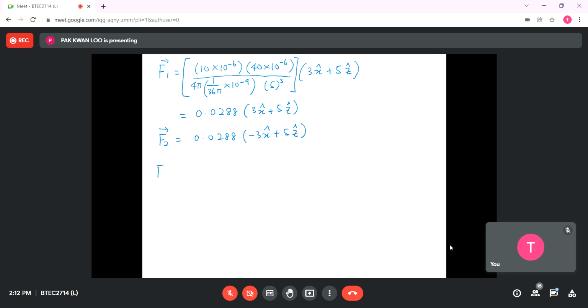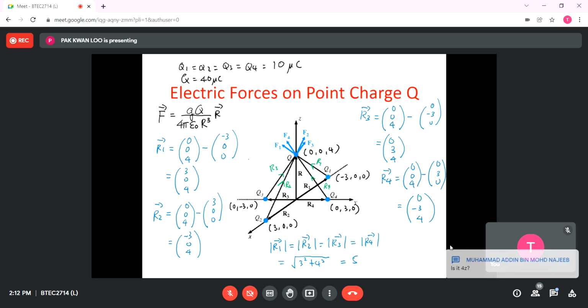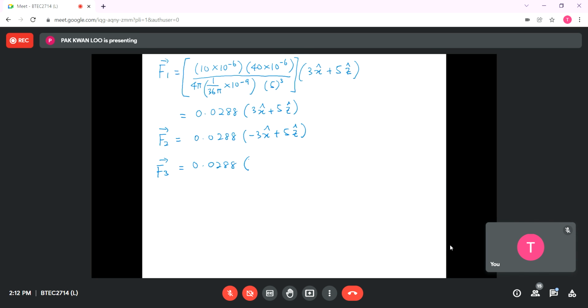And similarly, F3. The vector is 0, 3, 4, so it is 3y cap plus 4z cap. And F4 is -3y cap plus 4z cap.